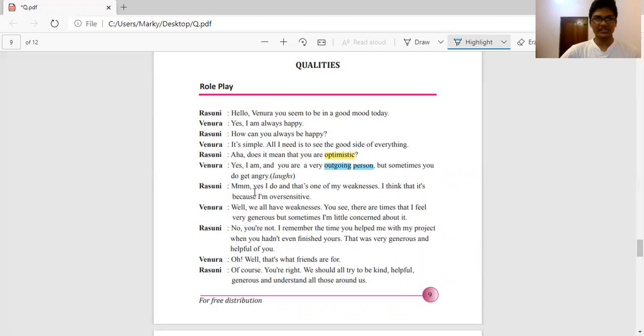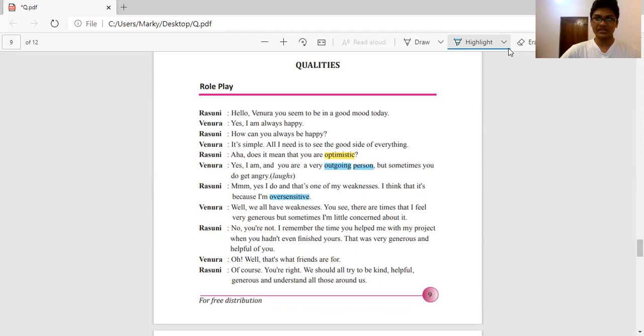Benura also says, but sometimes you also get angry. And Rasuni agrees with that, okay? And says that it's one of her weaknesses, and that's because she's oversensitive. Okay. And then Benura says we all have weaknesses. And then let's identify a few more.